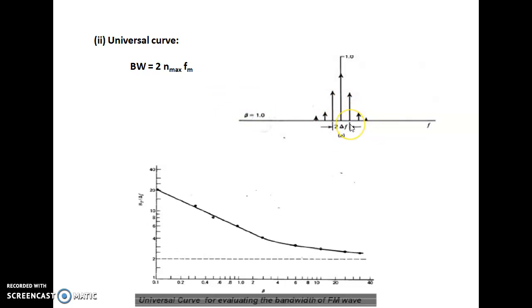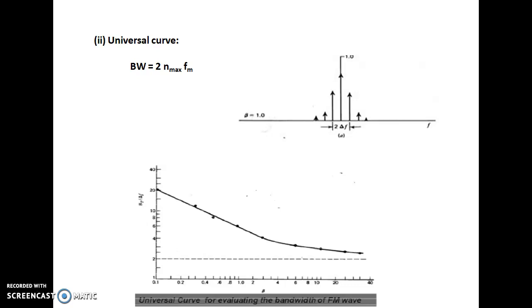This is the spectrum. So how many frequency components do you need to transmit? This actually keeps continuing till infinity. So how many spectral components will you retain and transmit? That is the question. By using the universal curve, the bandwidth is given by 2 into n max into Fm, where n max is the maximum value of n which will satisfy that the Bessel function should be greater than 0.01.